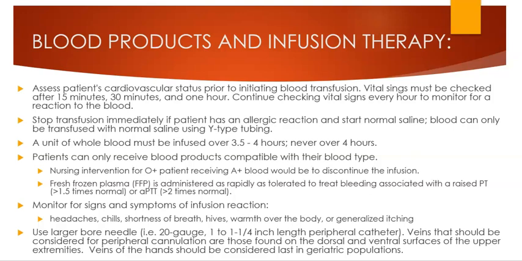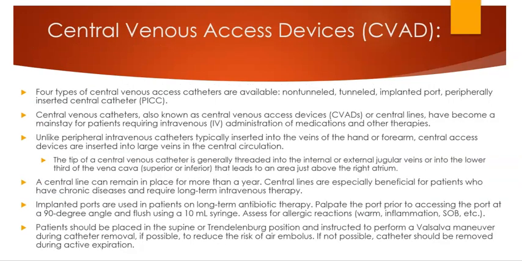Veins that should be considered for peripheral cannulation are those on the dorsal and ventral surfaces of the upper extremity. So we're looking at the antecubital spaces. Bigger veins in the hands should not be used, typically in geriatric patients as well. So just food for thought, if you will, and things to keep in your mind as you progress throughout this program. All right, 2 more slides.